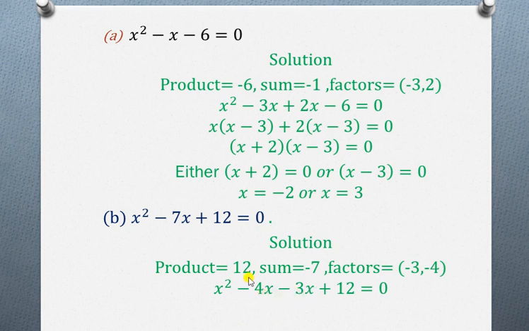But remember, it still takes you back to the same quadratic equation we had, because if I combine negative 4x and negative 3x, I surely get negative 7x. So we have not made any change.